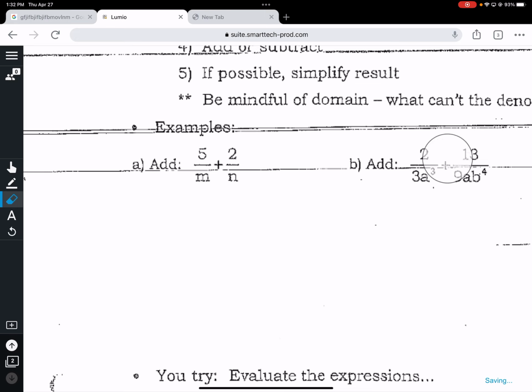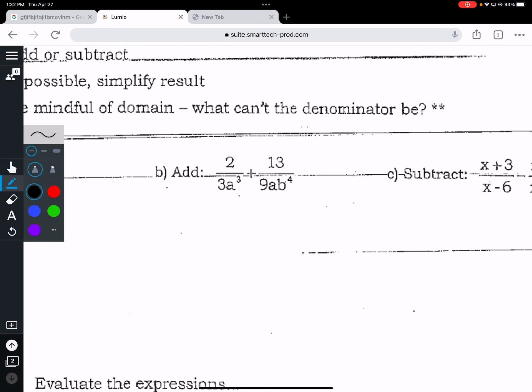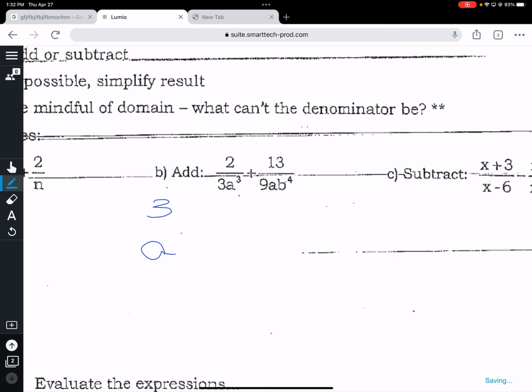Let's list out our factors for the denominator. We've got to get them common. So we have, in our first fraction, a 3, and we have an a cubed, and then we have a 9, and then we have an a and a b to the 4th. So what will be the coefficient? 9. Not 18, not 27, just plain old 9. What about our a? We're going to have a to the 3rd, a cubed. And what about our b? b to the 4th.